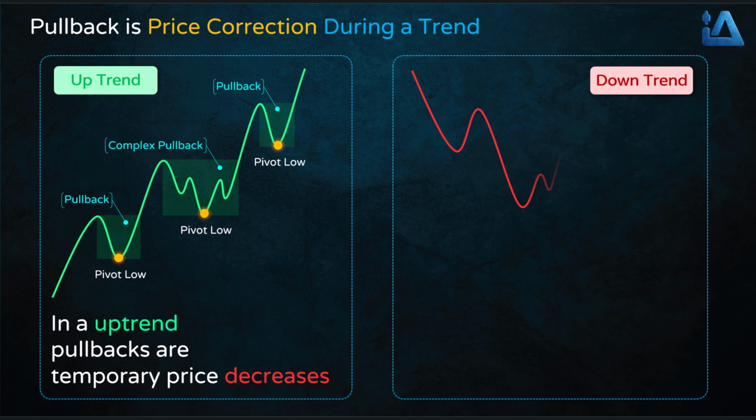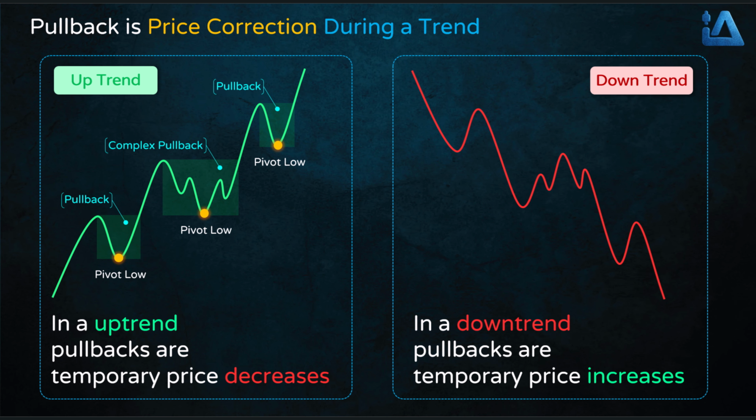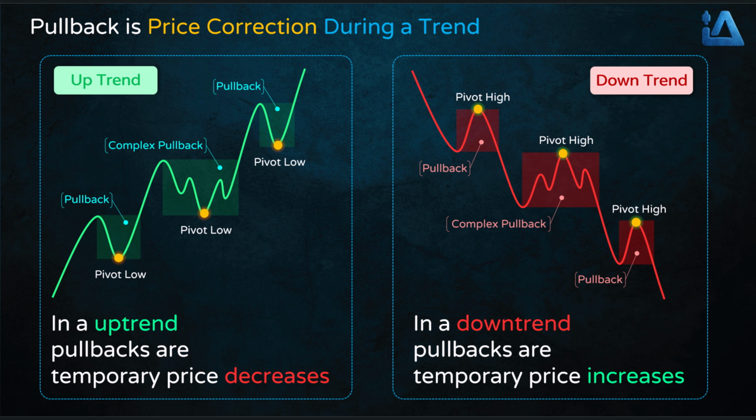Now let's say the trend is down. In that case, pullbacks are temporary moves up in price. Right here, we have a temporary move up in price, and its highest point is the pivot high. Then again, we have a temporary move up in price with smaller fluctuations inside it. We call that a complex pullback, and its highest point is the pivot high. Later on, we have another temporary move up in price, and its highest point is the pivot high. So in this trend, we had 3 pullbacks. 2 were simple, and 1 was complex.